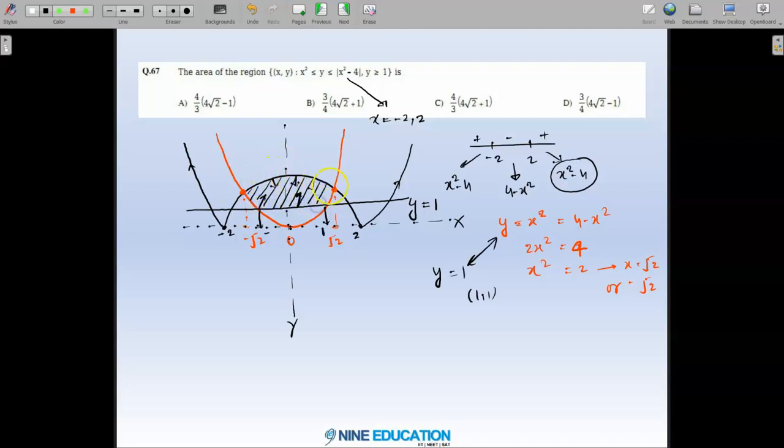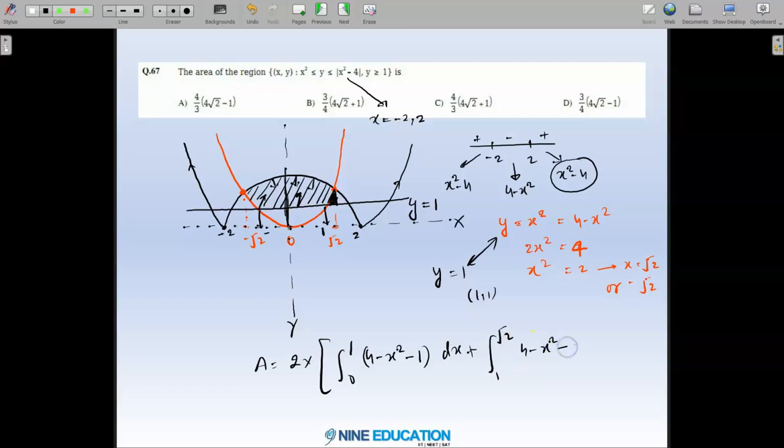Okay, once we confirm, this entire area is to be found out above y equal to 1 and the bounded one. So we need to only focus on the right side first, and then we'll multiply that area by 2, because it is symmetric about the y-axis. So I can write area is equal to 2 into, we'll integrate from 0 to 1, y upper minus y lower. So upper is 4 minus x square and minus y equal to 1, that is the line, dx. And after 1 we also need to integrate from 1 to root 2 upper minus lower curve, where the upper curve is 4 minus x square, and the lower curve is basically x square, dx.